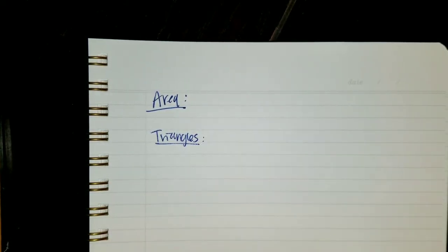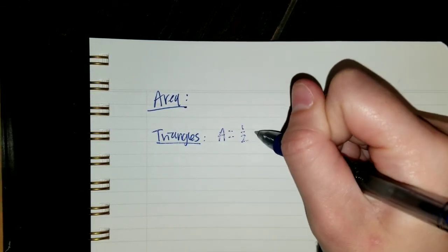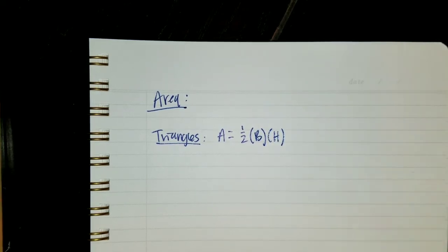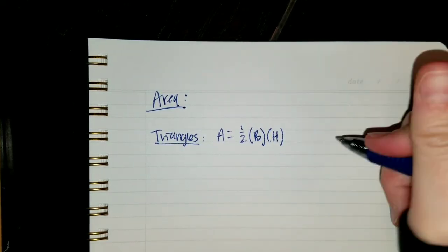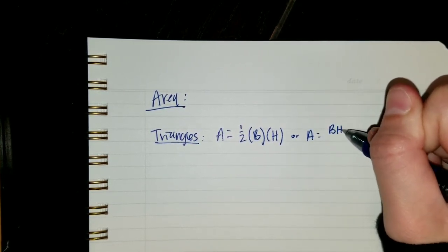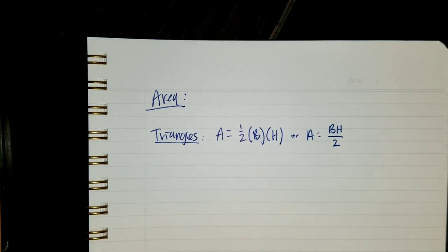So we're going to start with triangles. Remember that is a three-sided figure. The area of a triangle is found by multiplying 1/2 times your base times your height. Sometimes you may see that written as base times height divided by 2. Either way, it's going to be the same exact value.